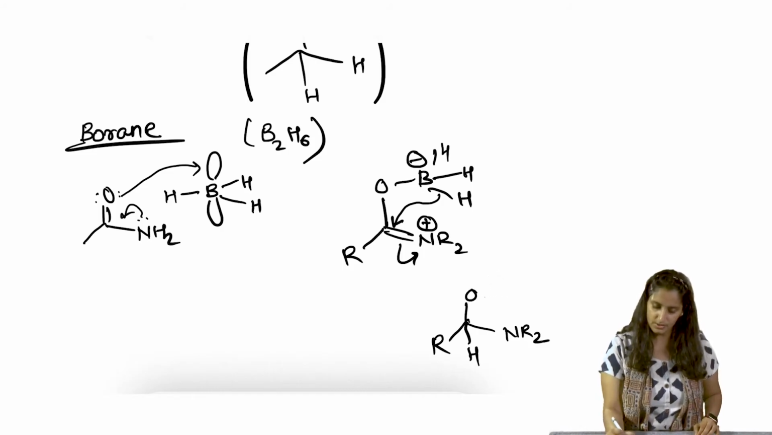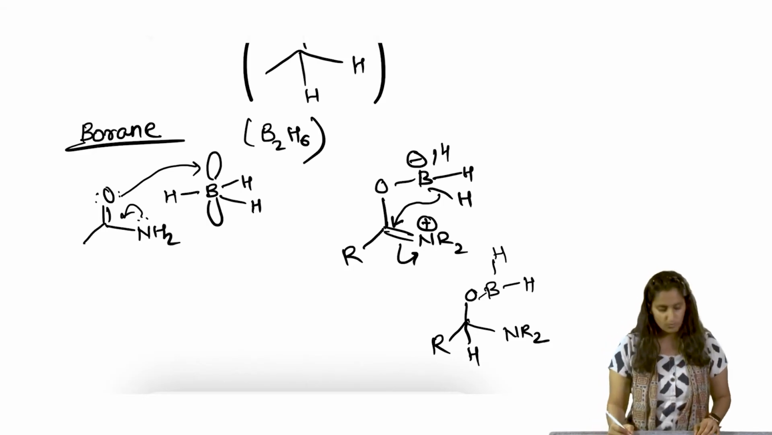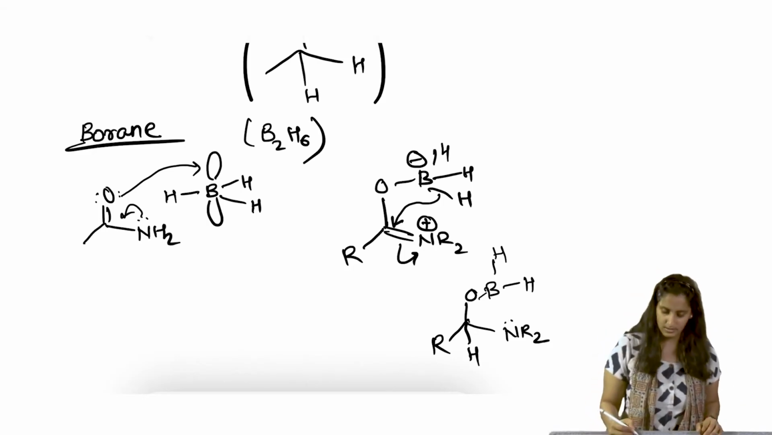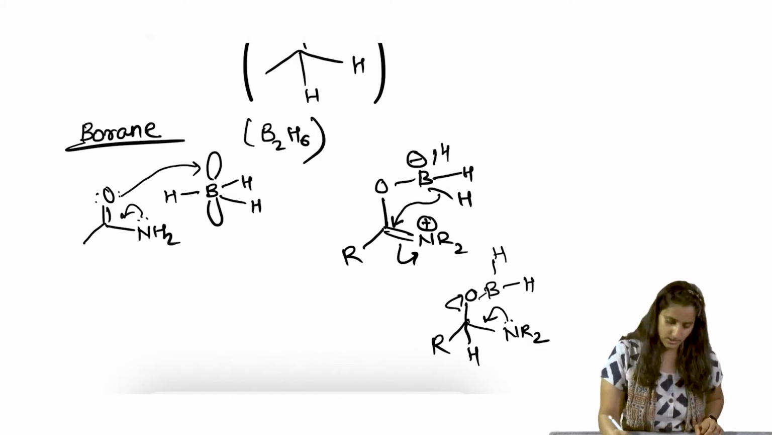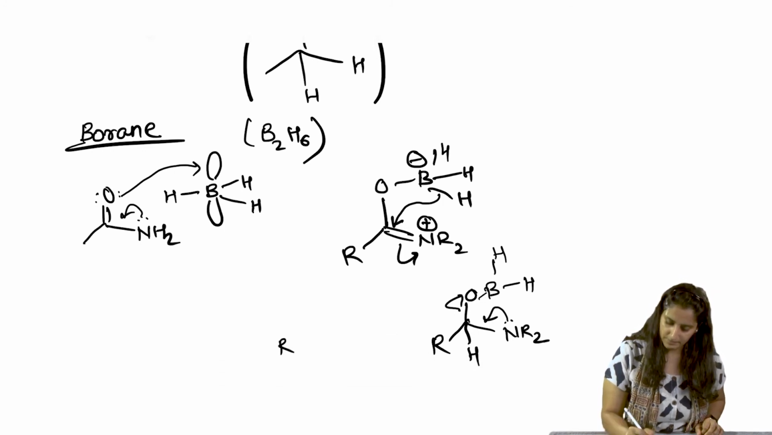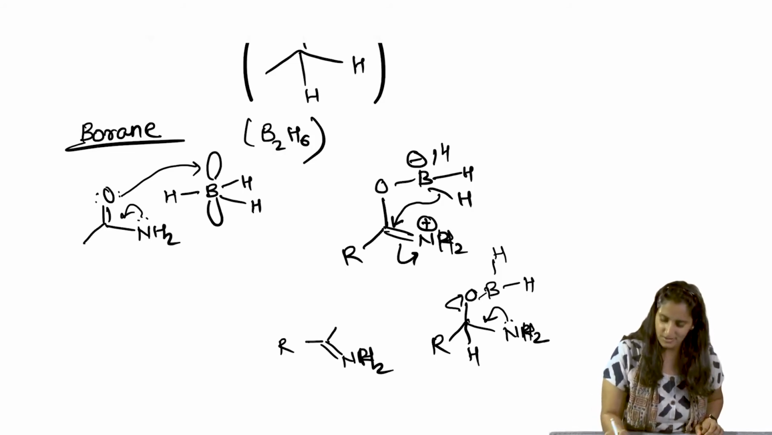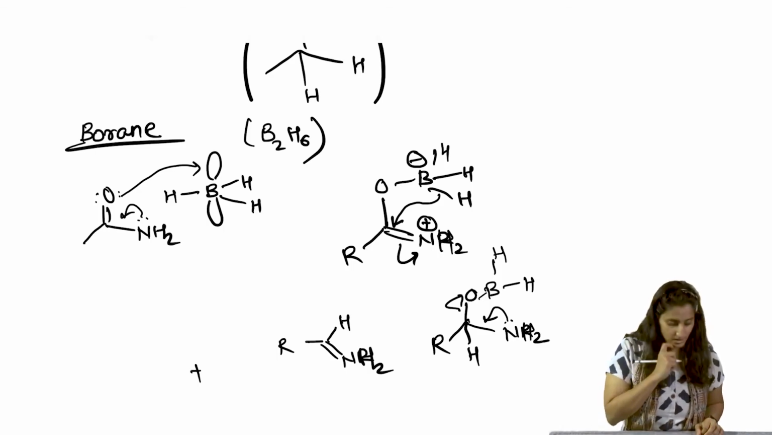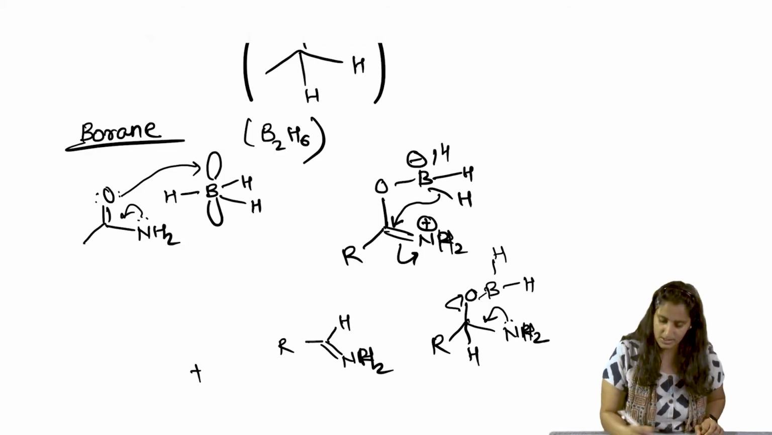Now, we have BH2 here, and that boron is still having 2 hydrides to transfer. So, what we are going to do next is this attacks here and this opens up, forming NH2, not NR2. I don't know why I started writing R instead of H. Okay, so it is an imine that forms as an intermediate step.